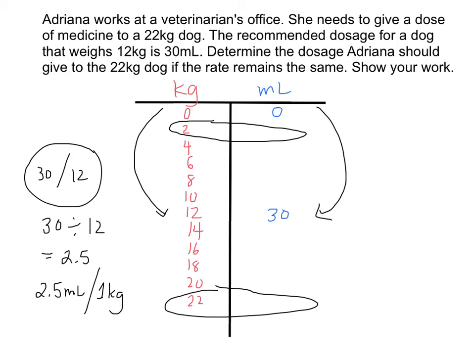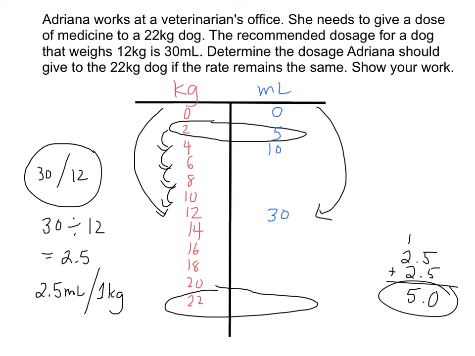But our table's counting by 2's. So what would you do to find how many milliliters for a 2-kilogram dog? That's right, if it's 2.5 milliliters for a 1-kilogram dog, add another kilogram means you add another 2.5 milliliters. So what's 2.5 plus 2.5? 5. So for a 2-kilogram dog, we need 5 milliliters. Well, if we keep counting by 2's, every 2 kilograms, we need another 5 milliliters. So what are we going to do to the right column of this table? That's right, we're going to count by 5's.